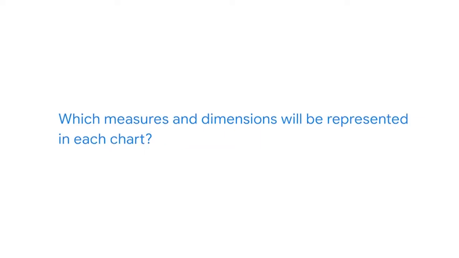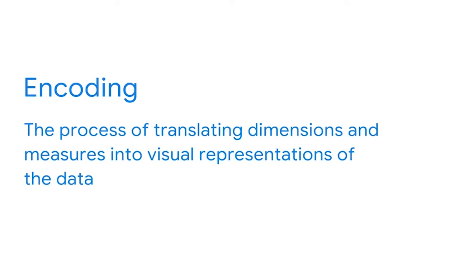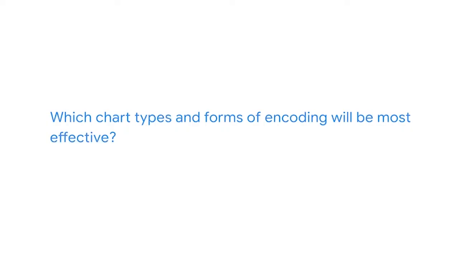After that, I chose which measures and dimensions to represent in each chart. I knew that for one of my charts, I wanted counts of active employees aggregated over dimensions of both time and team hierarchy data. Once I did that, I experimented with how to encode the data to be as clear as possible. As a refresher, encoding describes the process of translating dimensions and measures into visual representations of the data. So, I asked myself which chart types and forms of encoding would be most effective. When doing this, you might discover that a certain concept is better represented with colors on a map instead of bars on a chart, or vice versa.